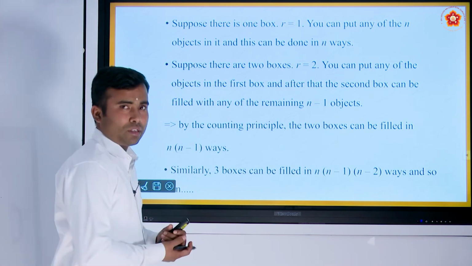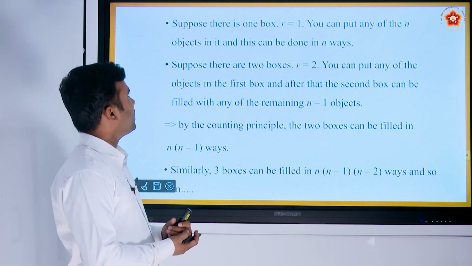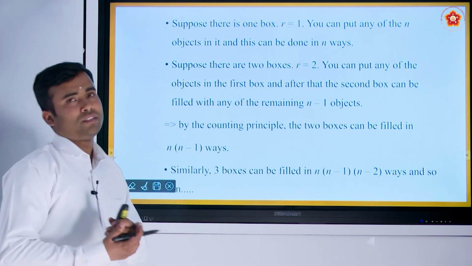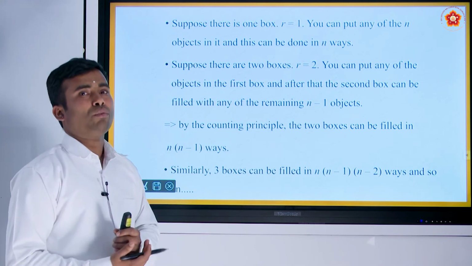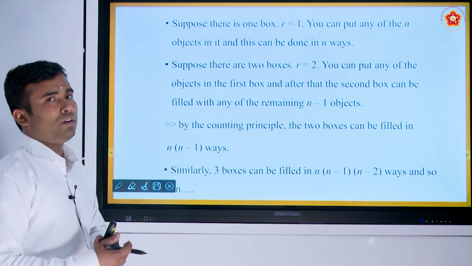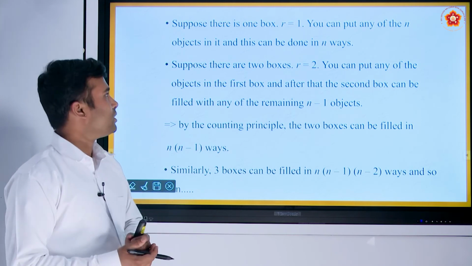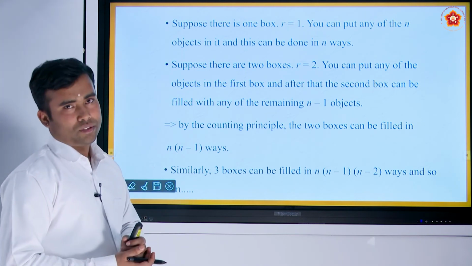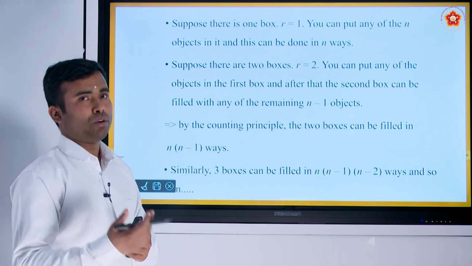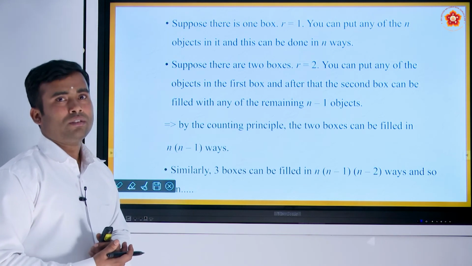Suppose there is one box, r is equal to 1. You can put any of the n objects in it, and this can be done in n different ways. Suppose you have only one box and there are n objects, so we can fill that place in n different ways. And suppose you have two boxes, how many ways can you fill them with n objects? There will be n into n minus 1.